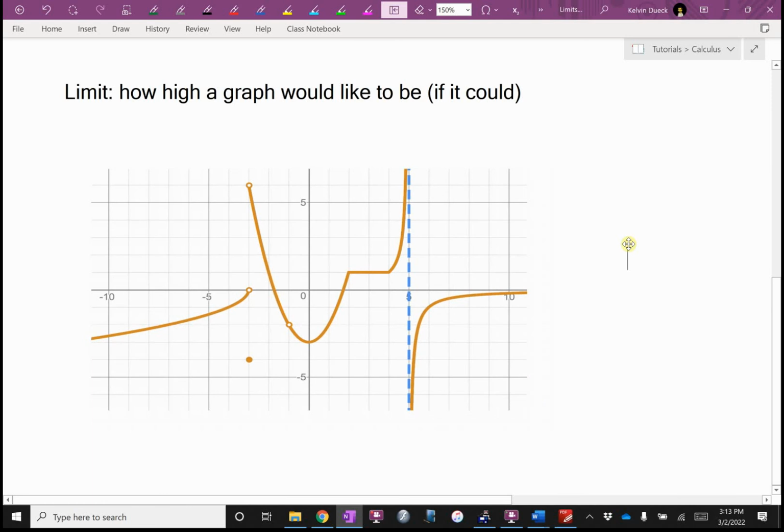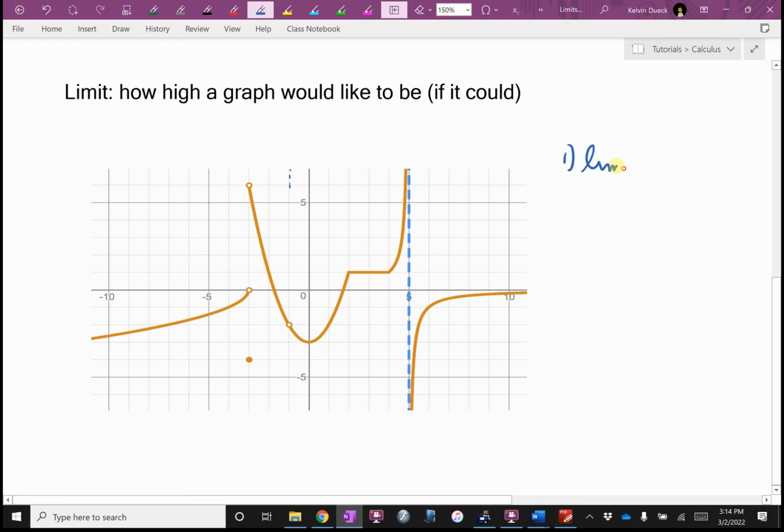Here's a graph, okay? I want to look at when x equals negative 1. Can you see there's a hole in the graph? This graph is not defined at x equals negative 1. What about the limit? Well, how high does this graph want to be right there? Pretty clearly negative 2. That's the limit. Let's go in a bit more depth, a bit more detail.